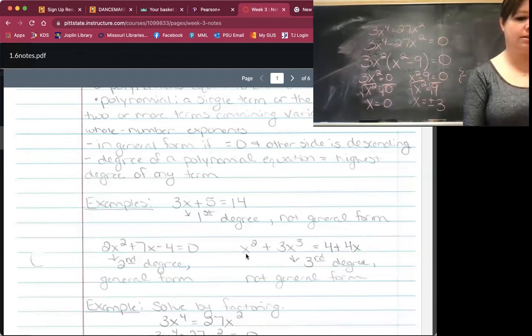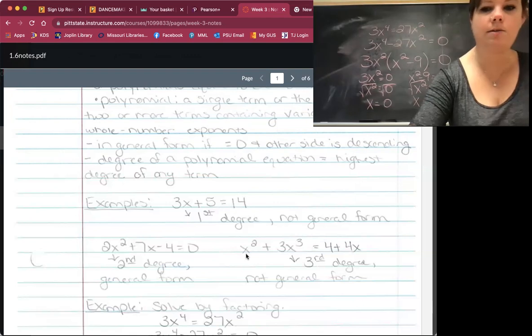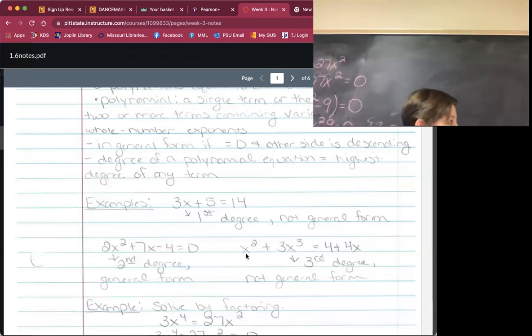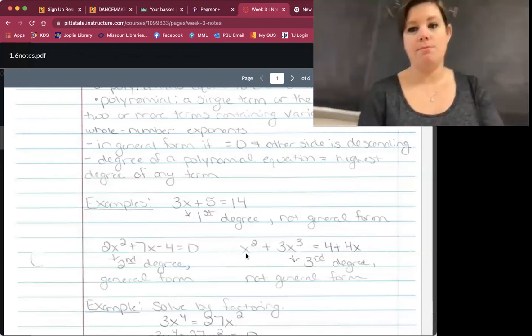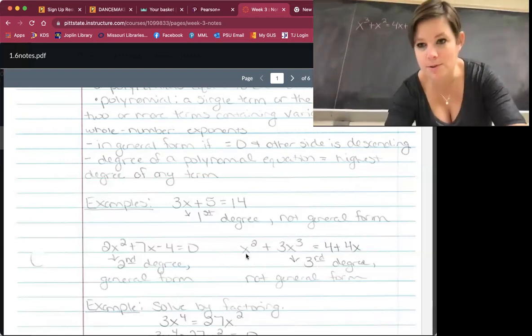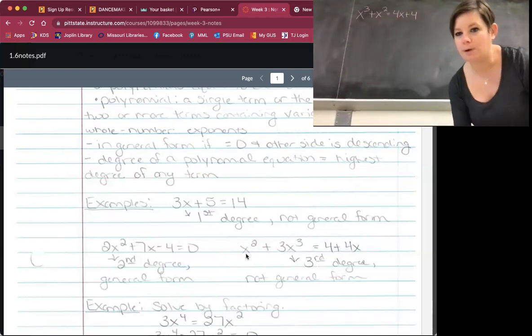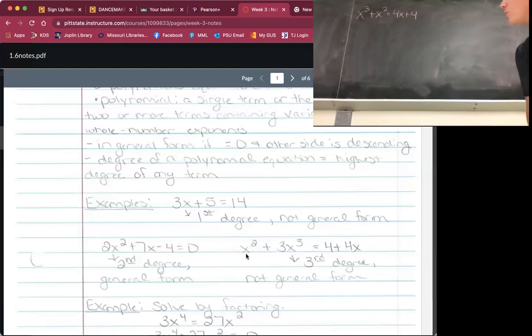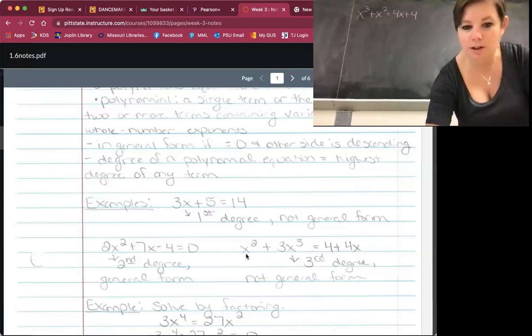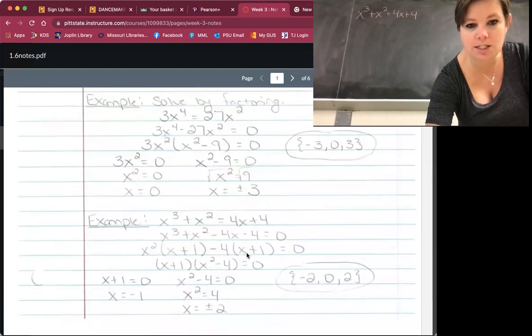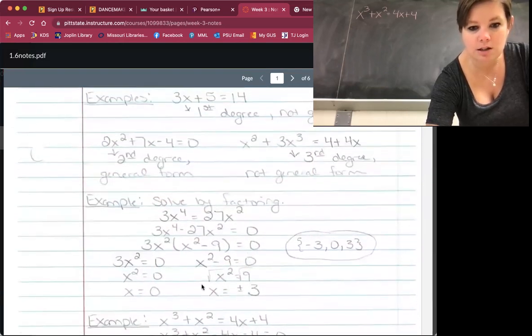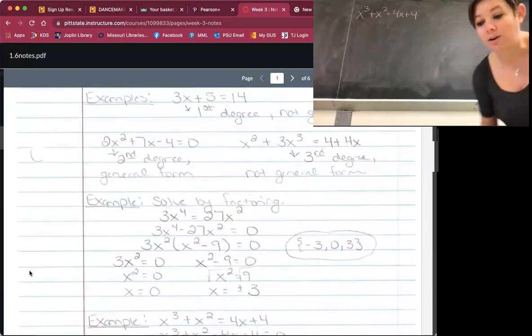Okay, let's go work another one. That was factoring by pulling out what they had in common. We only had 2 terms. So for this problem, we're going to have 4 terms. We have x to the third plus x squared equals 4x plus 4. I'll scroll down in my notes so that you can see at least the start of the problem. I don't want to give away all the answers.